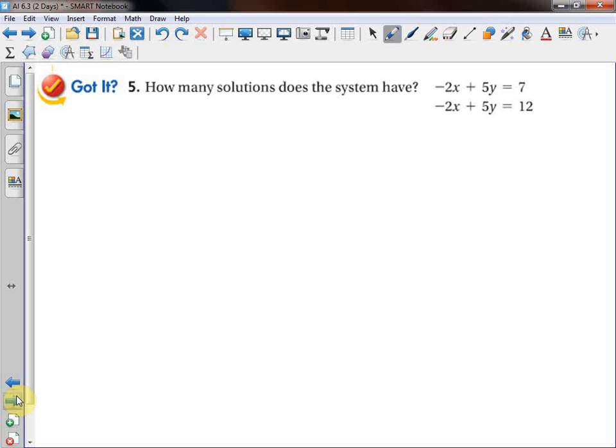All right, tell me how many solutions this system has. If you need help, refer to the previous problem.